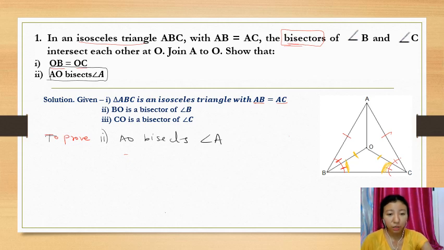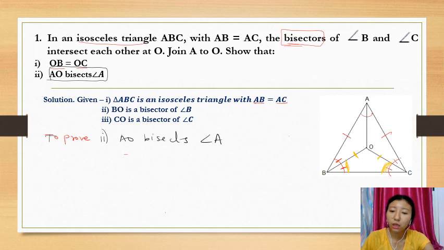In this case, first we have to see in which triangle AO lies. You can see AO in two triangles, right? AOB and AOC. First we have to think how we can prove AO bisects angle A.